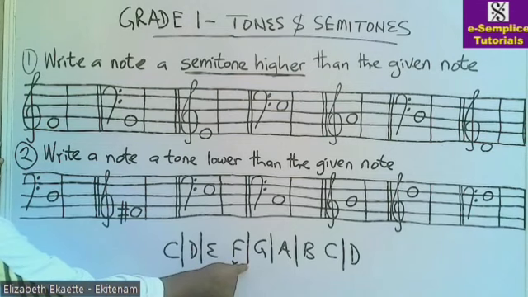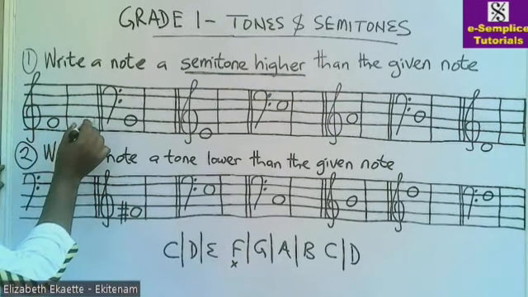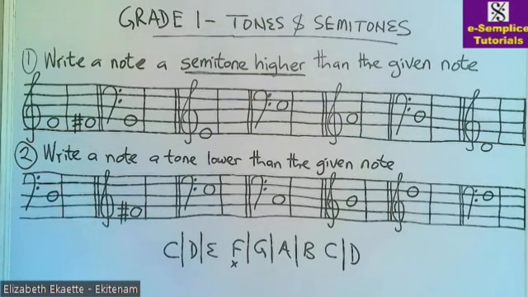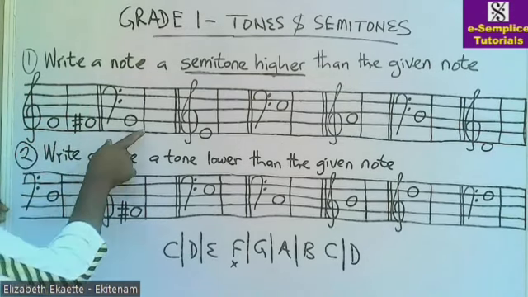So for me, I choose to write F sharp. So you put a note on F and you put a sharp on it. So F sharp is a semitone higher than F. We move to the next question.